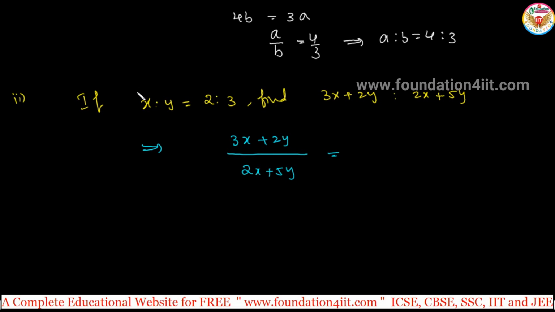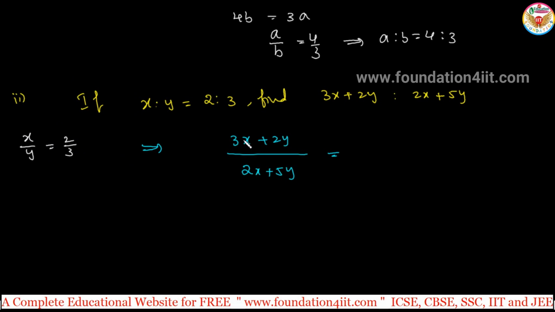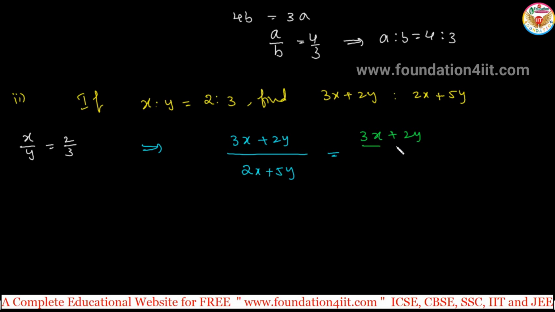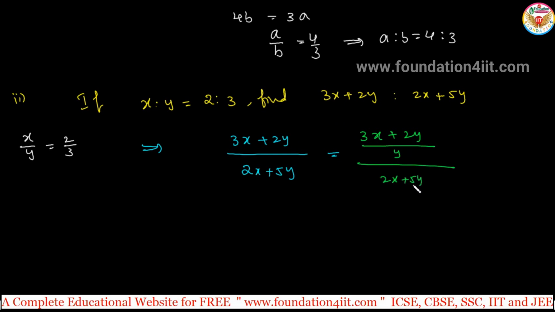So the given statement is x is to y is equal to 2 is to 3. That means x divided by y is equal to 2 divided by 3. In place of x by y we can write 2 by 3. There is no x and y separately, only x by y is given. That means just divide with letter y, numerator and denominator. So 3x plus 2y divided by y, again 2x plus 5y divided by y. Numerator and denominator divide with letter y.